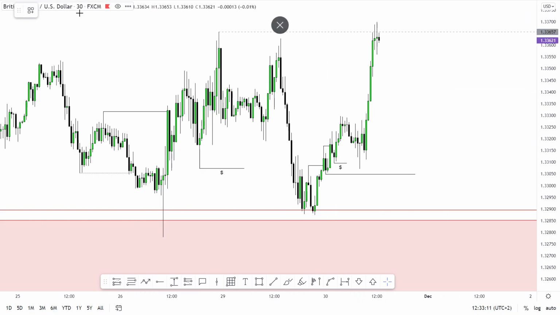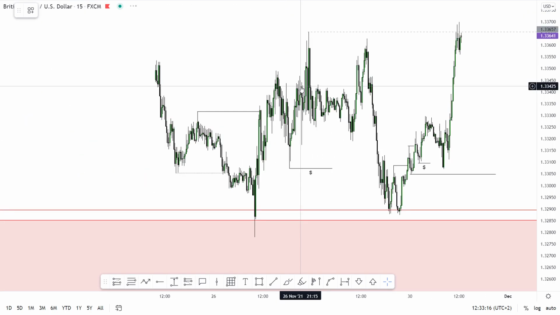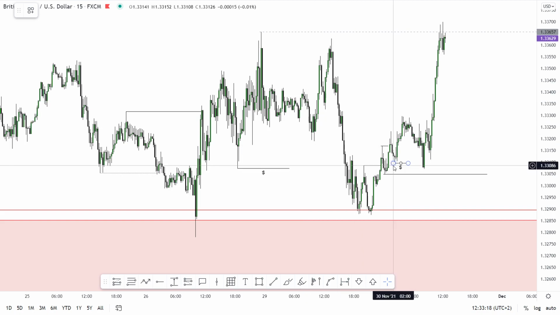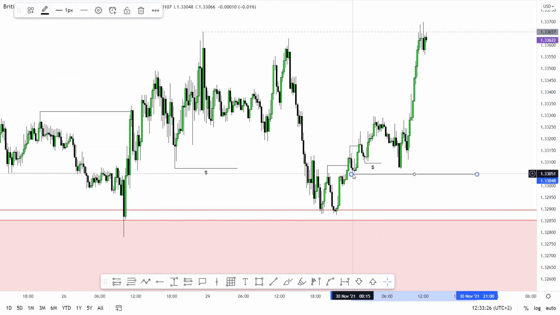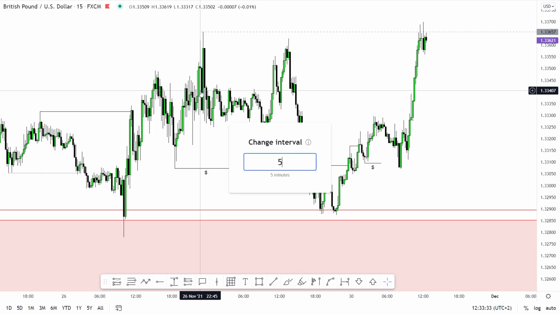So that's the M30. We're going to go to the M15. And this will actually give you a good RR once you get good at it, you know. So let's see. Yeah, so here on the M15, we don't really see anything, but we did see price coming back here. So let's see on the M5.